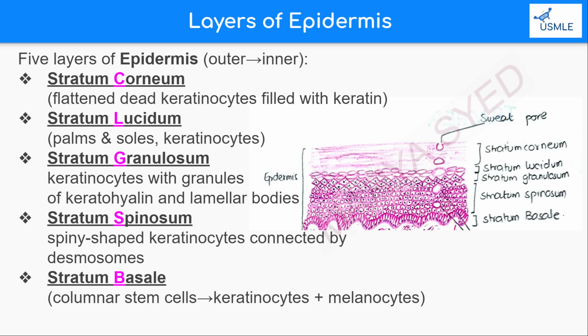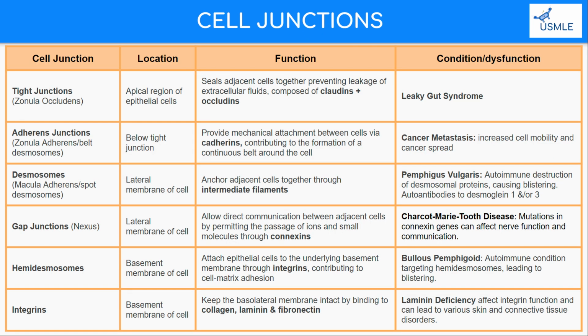Stratum basale has columnar stem cells which give rise to keratinocytes and melanocytes. Cancer originating from the basal cell layers is called basal cell carcinoma, and it may also give rise to melanomas. Now let's dive into the concept of cellular junctions. These allow the binding of the adjacent cells together and subsequently serve to protect and preserve cell function.